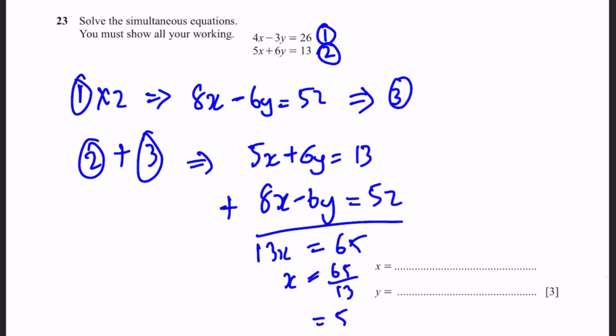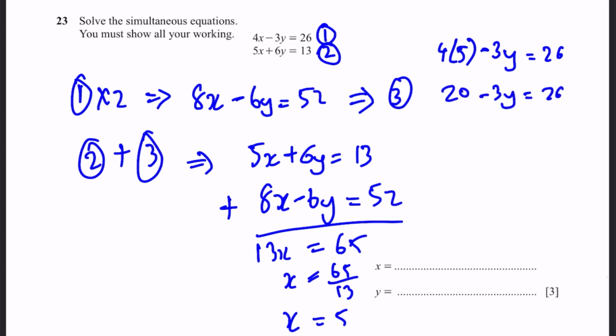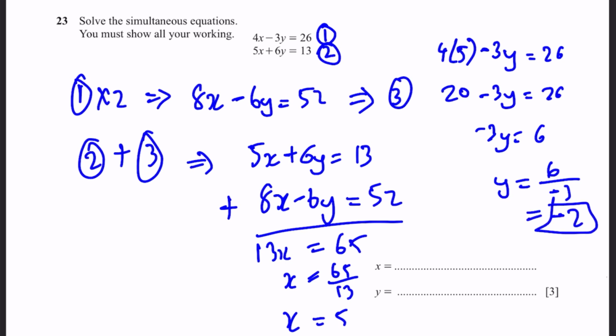We substitute x equals 5, we get 4 into 5 minus 3y is equal to 26. I'm using equation 1 over here. That means 20 minus 3y equals 26. Minus 3y is equal to 26 minus 20. y is equal to 6 by minus 3, which is equal to negative 2. That's the answer. So x equals 5, y equals negative 2.